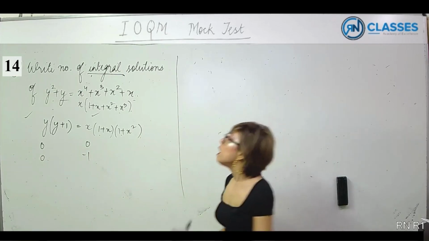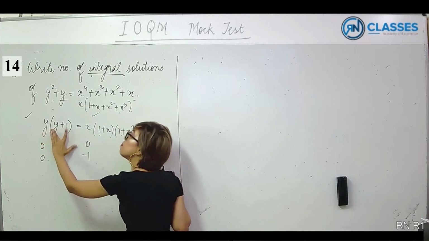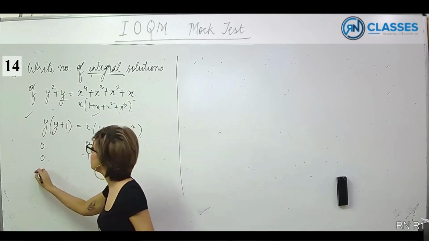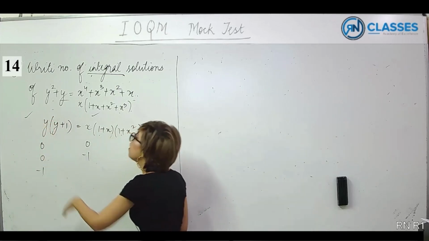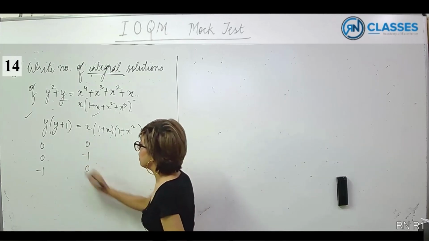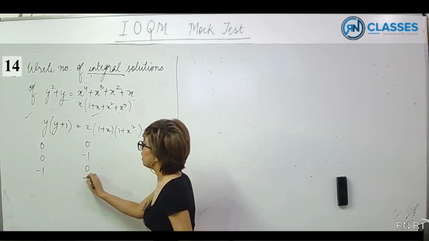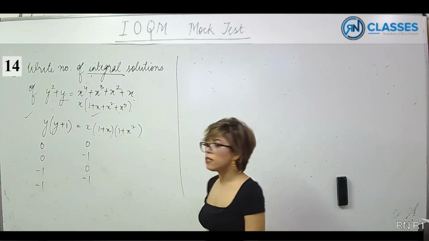Now, taken y as 0. If I want to make this 0, I can put y as minus 1 also. So, if I put y as minus 1, this thing becomes 0, and the right hand side is 0, so obviously I can put x as 0, or I can put x as minus 1. The obvious ones.